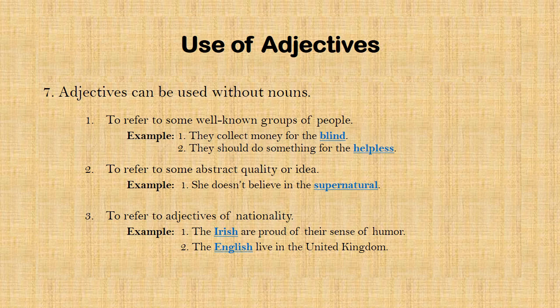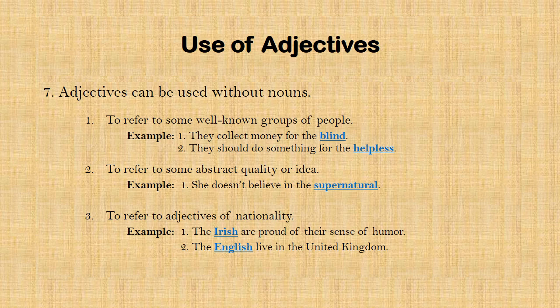Generally, adjectives are used with nouns. Sometimes you may have to use adjectives in the place of a subject or an object without any noun. Don't forget to use the word "the" before the adjectives when they are used without any noun. Try to concentrate. When adjectives refer to some well-known groups of people, you can use adjectives in the place of a subject or an object or after a preposition without any noun.